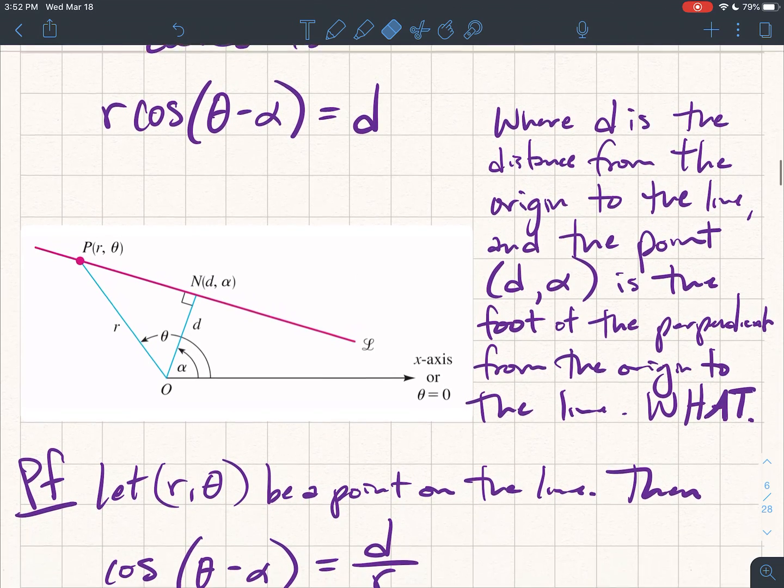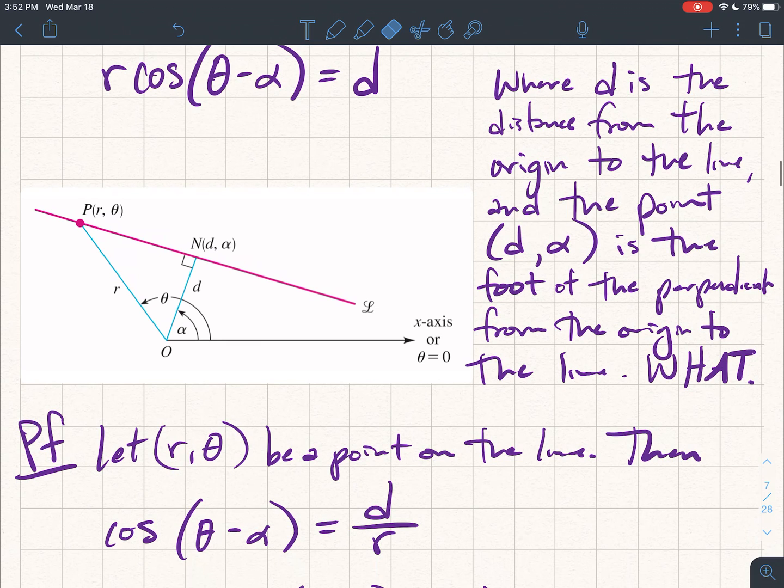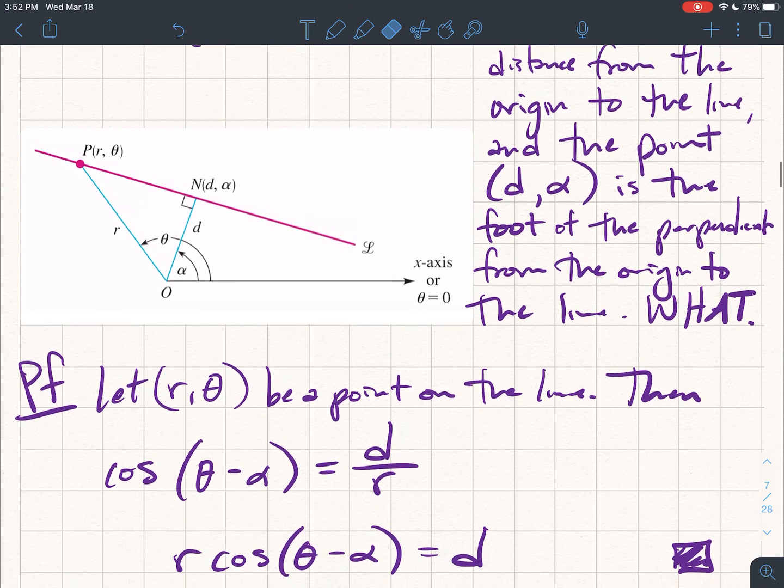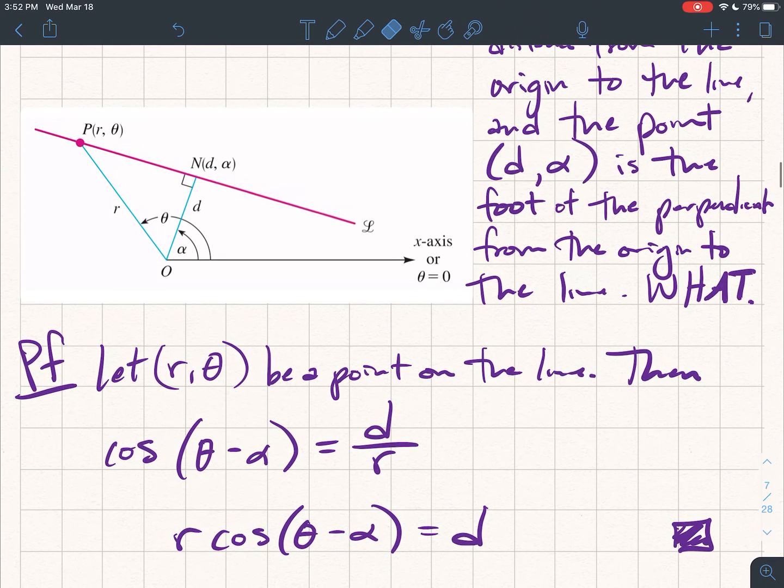And then the proof is actually very straightforward. It's only 2 lines and you're going to be shocked. So if we consider any point (r, theta) on the line that doesn't go through the origin in polar coordinates, then the cosine of (theta minus alpha) is d over r. Now it might be useful to pause the video and find those locations in the picture. And then we multiply both sides by r and get the equation of the line.